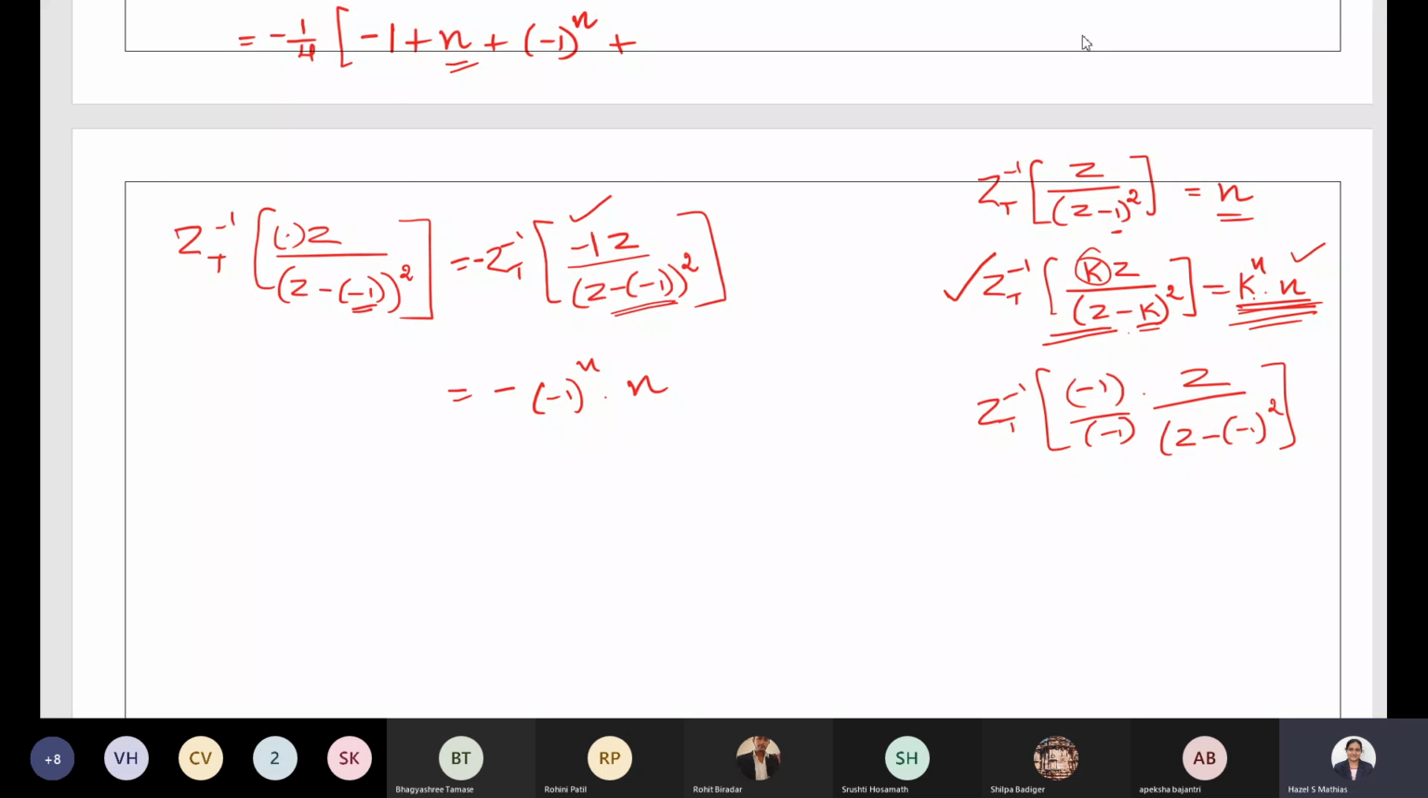Is it okay, everyone? Tell me if you have any confusion in this. Anybody, any confusion? Only the difference is k is not equal to 1. If it is minus 1, that's why you have to use the formula inverse Z transform of kz by z minus k whole square, where k is minus 1. So k was not here. If you already had minus z, then you can directly apply that formula. But minus 1 was not in the numerator. That's why we have multiplied and divided by minus 1.